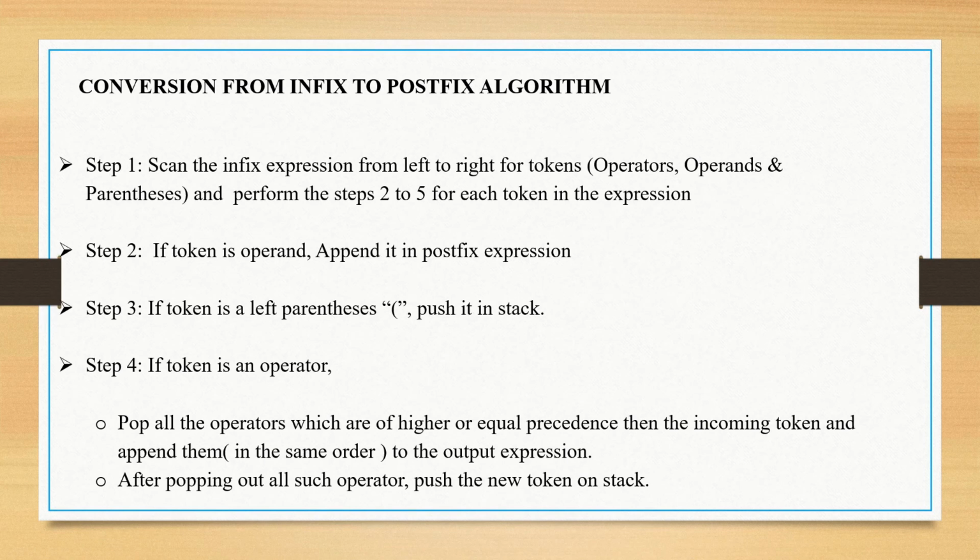Let's discuss the algorithm. There are 6 steps in the algorithm. In step 1, we take the infix expression and check it from left to right for tokens. Tokens are nothing but operators, operands or parentheses. And we perform step 2 to step 5 for each token in the expression. In step 2, if the token is an operand, we append it to the postfix expression. In step 3, if the token is a left parenthesis, we push it to the stack.